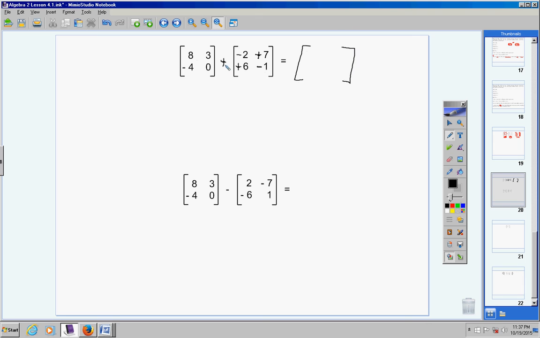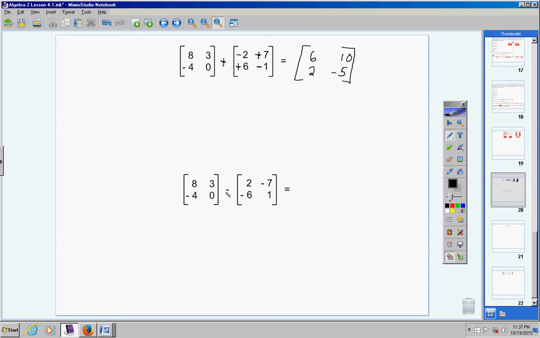8 plus negative 2. 3 plus 7. Negative 4 plus 6. Negative 4 plus negative 1. Look at that. There we go. Now that's how I like to do it.